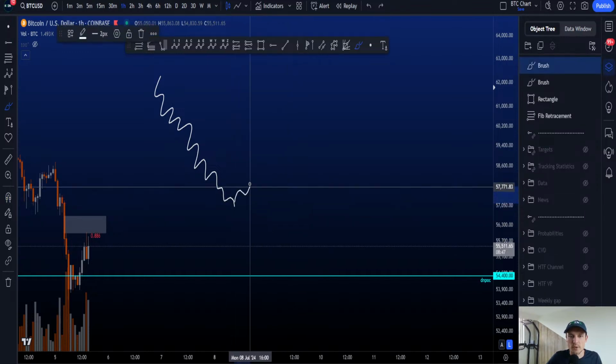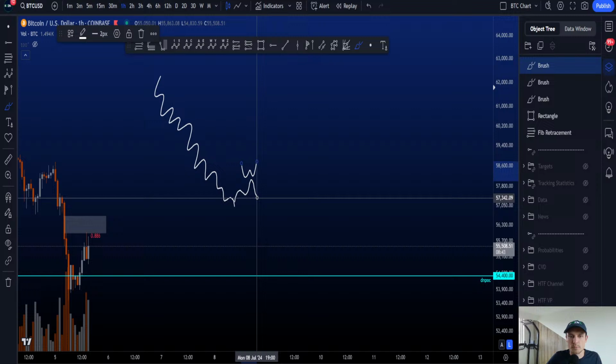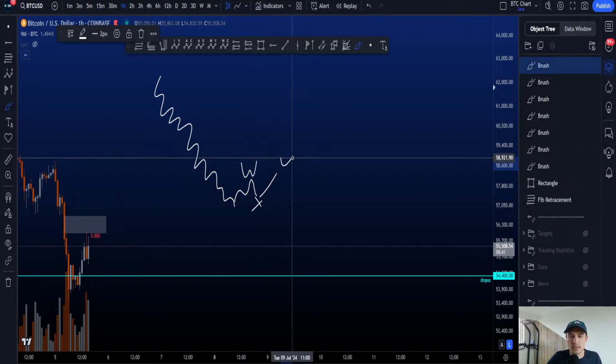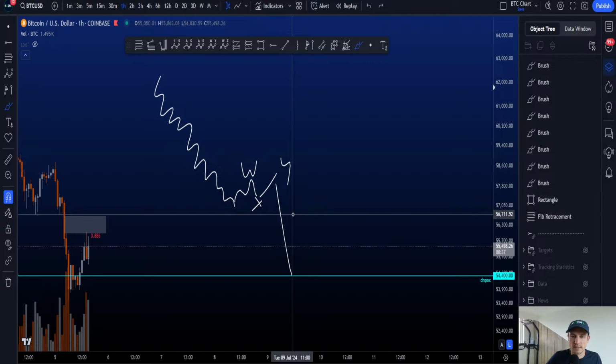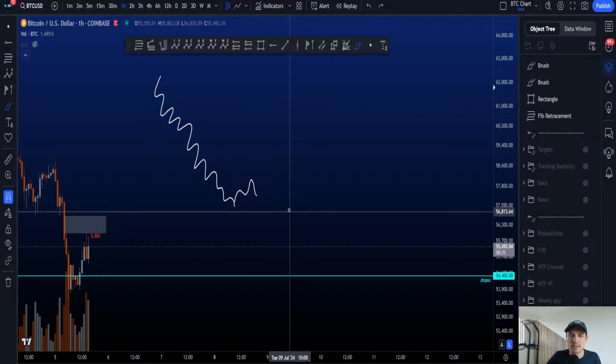If we get a 3-wave structure up and a retracement here, right? Yes, we can have a potential W, look for an X and a wave Y, but you're going to be looking for price to continue because this is corrective, not impulsive, right?